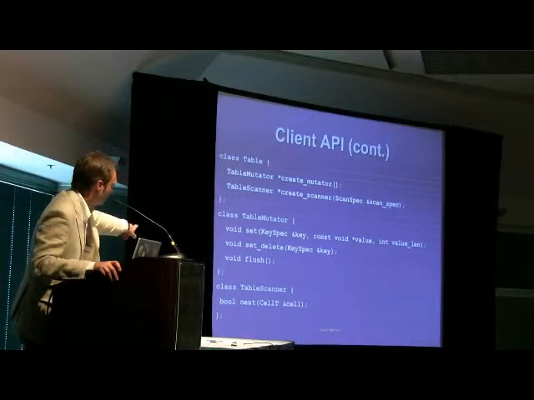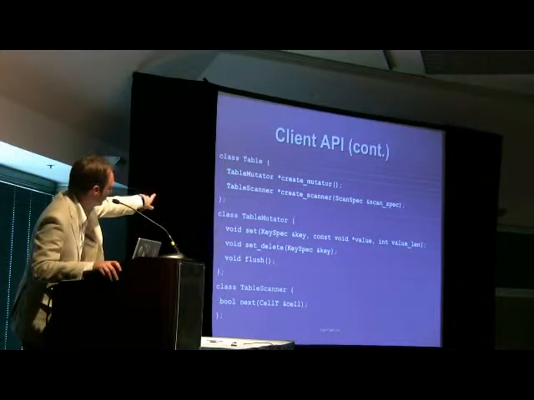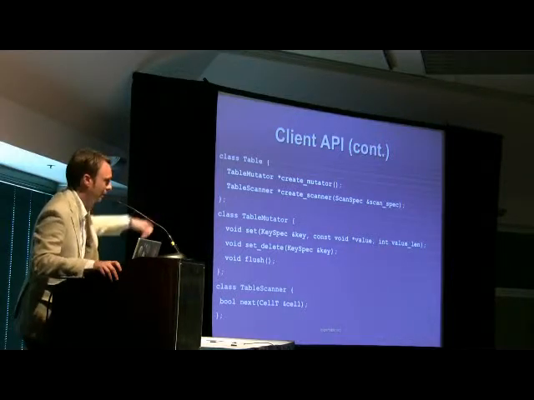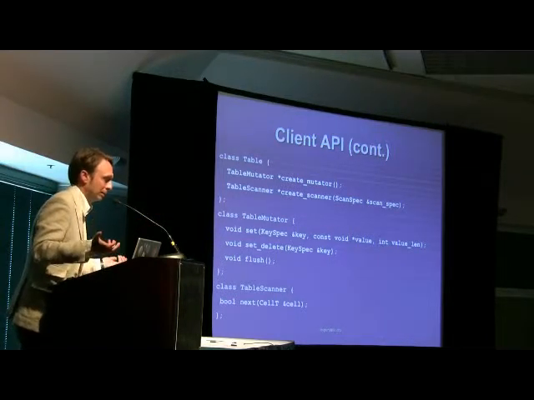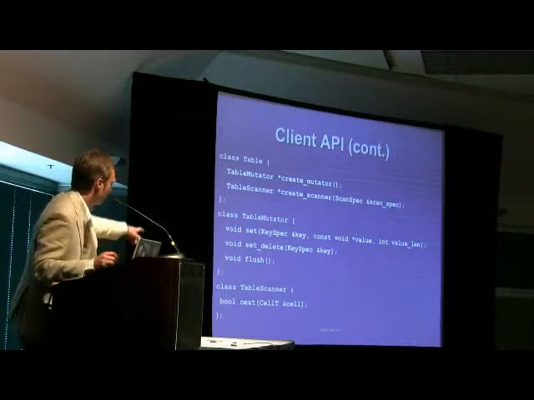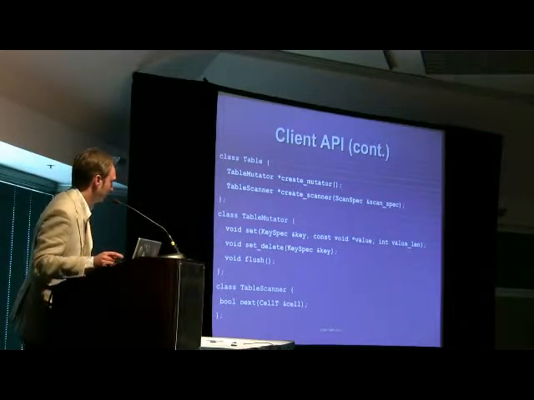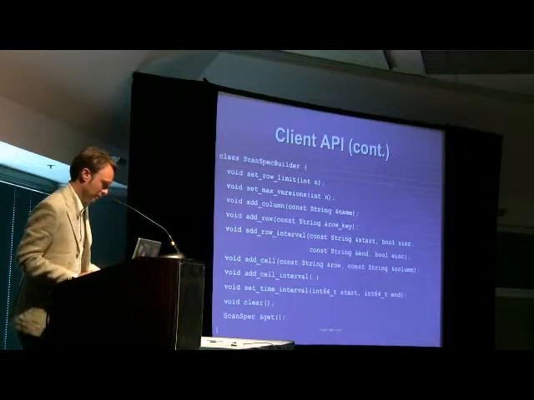And then down here, we've got the table scanner. It's pretty simple. If you look back up at the create scanner method, there's this scan spec that is the parameter. That's essentially the predicate for the scan. And the table scanner just has this next call, next. It returns true until it's finished, then it returns false.